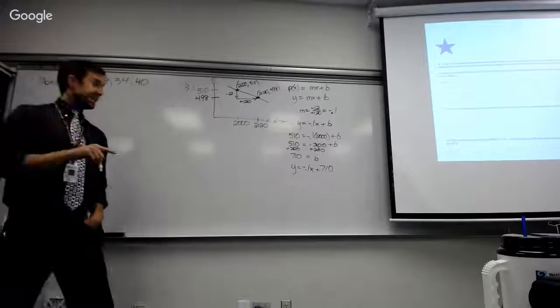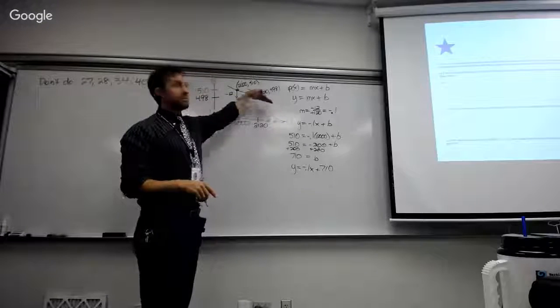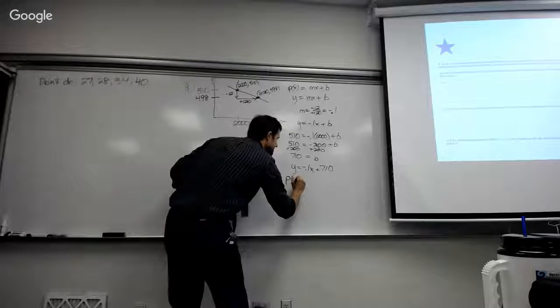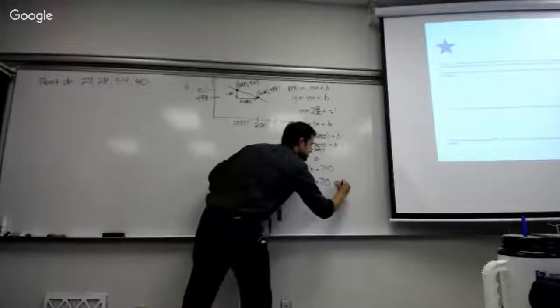And what is that equation? It's the linear model for the demand function. So this is actually P of x equals negative 0.1x plus 710. This is the price you should charge.